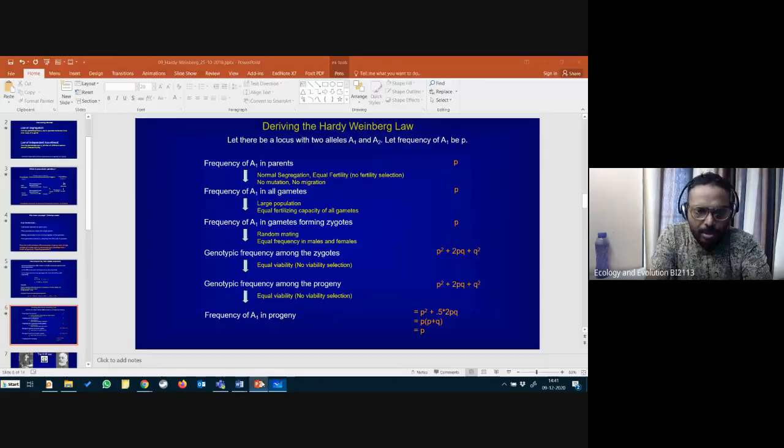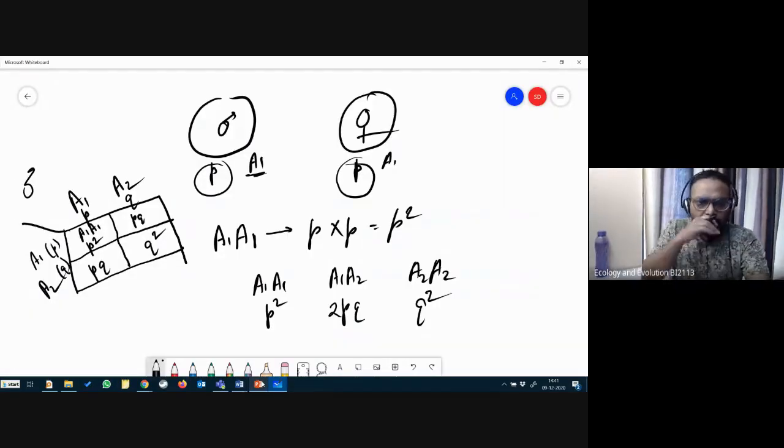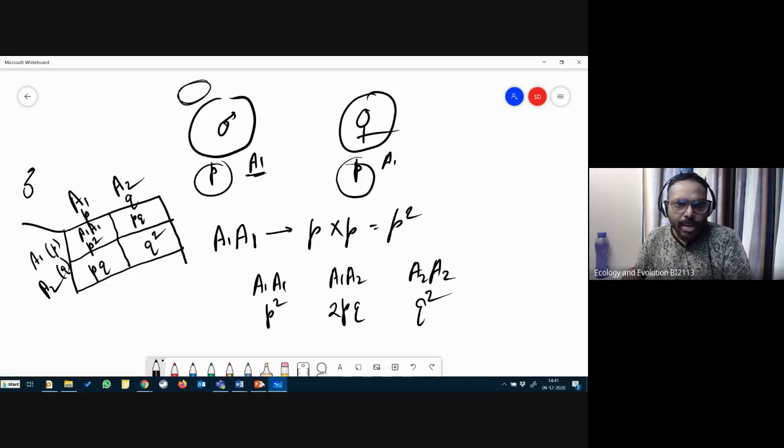So remember, this happens if and only if you are drawing them independently of each other, which means whatever you are drawing from the male gamete pool has no effect on whatever is coming out of the other gamete pool. Only then you can do this multiplication, right? If the independence is not there, then you can't do this multiplication. That's one. So independence is the condition of random mating.